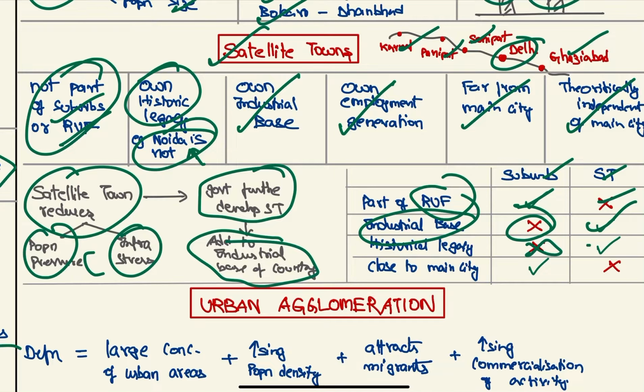Suburbs do not have a historical legacy; satellite towns do. Suburbs are close to the main city, while satellite towns are far away from the main city.